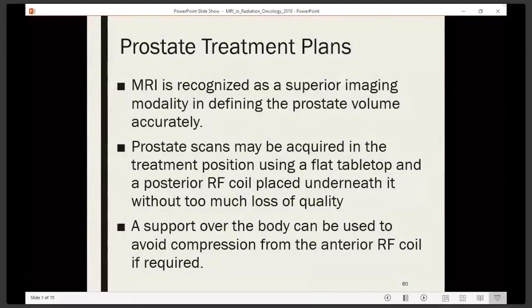Last one we'll look at is prostate treatment plans. MRI is recognized as the superior imaging modality in defining the prostate volume accurately. You can do all kinds of advanced studies on the prostate as well to look at its metabolism, perfusion, and various other things. Prostate scans can be acquired using the treatment position on a flat top table and a posterior RF coil placed underneath it without too much loss of quality.